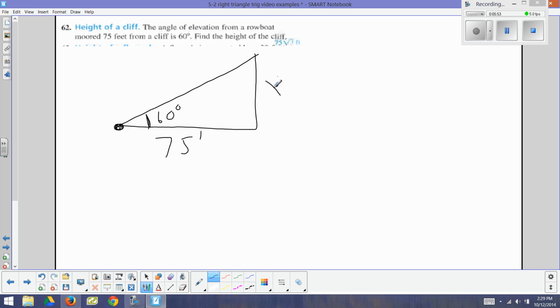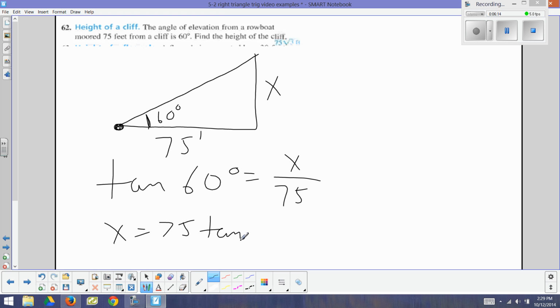Find the height of the cliff. There's my x. Again, opposite and adjacent. So tangent of 60 degrees is equal to opposite over adjacent. So x is equal to 75 tangent of 60.